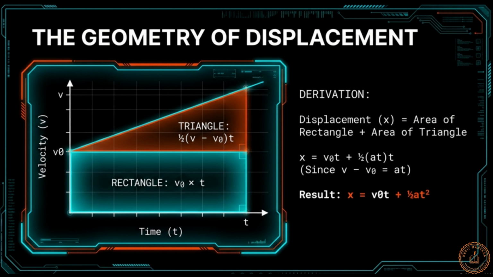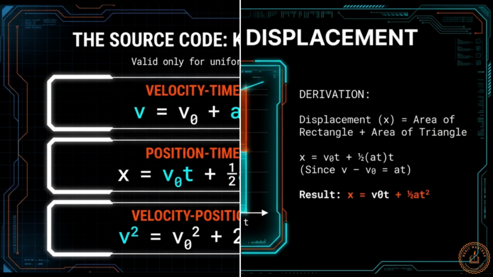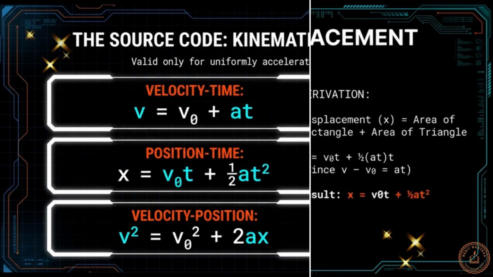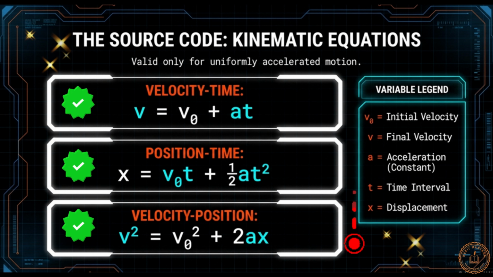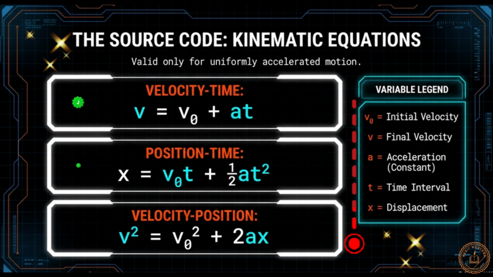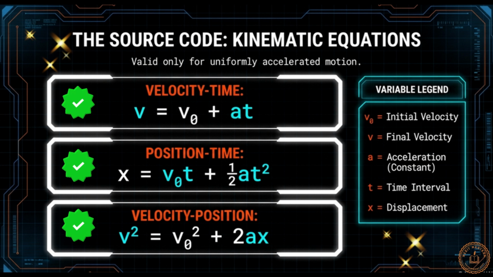And that derivation leads us right here to your complete toolkit. These are the 3 core kinematic equations for motion with constant acceleration. You need to know these inside and out. They connect displacement, time, initial velocity, final velocity, and acceleration. Master these, and you can predict the future of anything moving in a straight line. All right, you've got the tools. Now it's time to get our hands dirty and apply them.